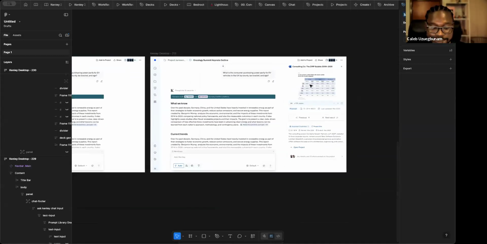So it's an information-rich clarity engine, basically. You're not just getting an answer from the AI system. The AI system is also telling you where these answers are coming from, and what inputs it used to answer your questions.